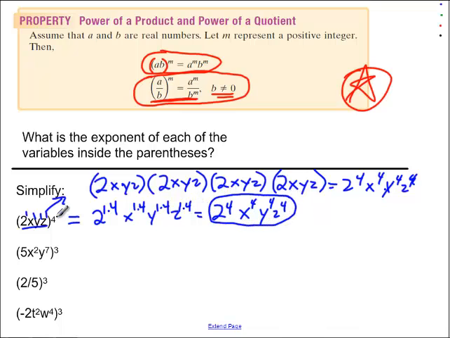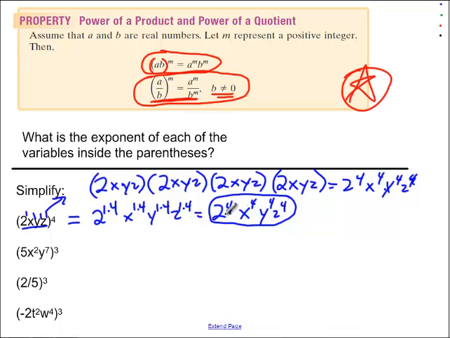And there should be our answer. Whichever way you get to it, I don't recommend going this way because we know the shortcut. You don't even have to do this step, because if we know the shortcut, we can just do it in our head. 2 to the 1 times 4 is 4, x to the 1 times 4 is 4, y to the 1 times 4 is 4, z to the 1 times 4 is 4, and just write down this answer here.